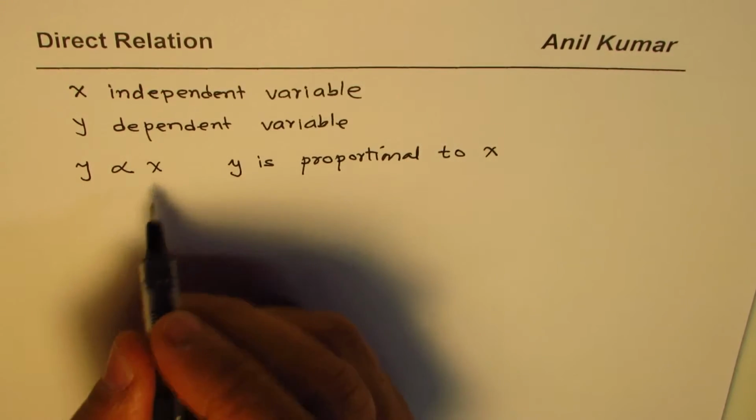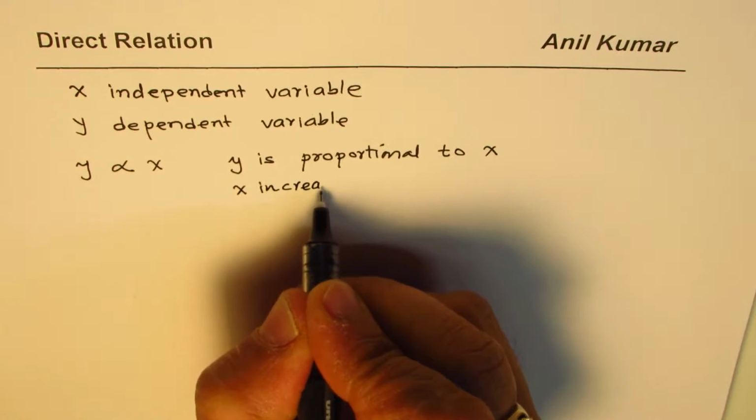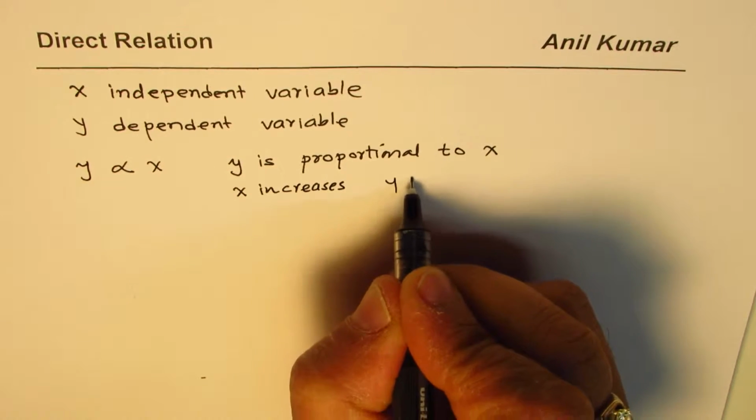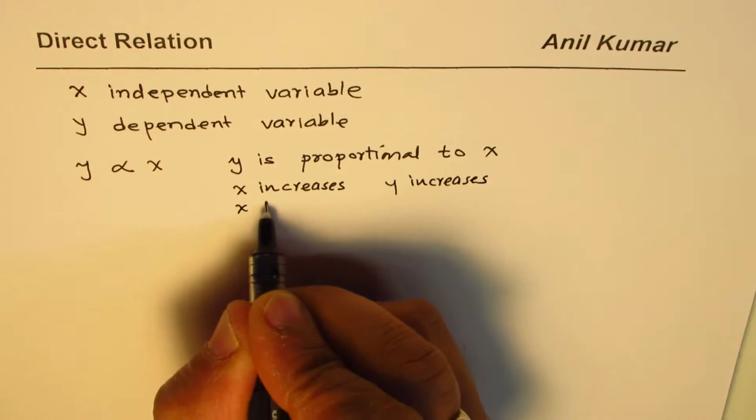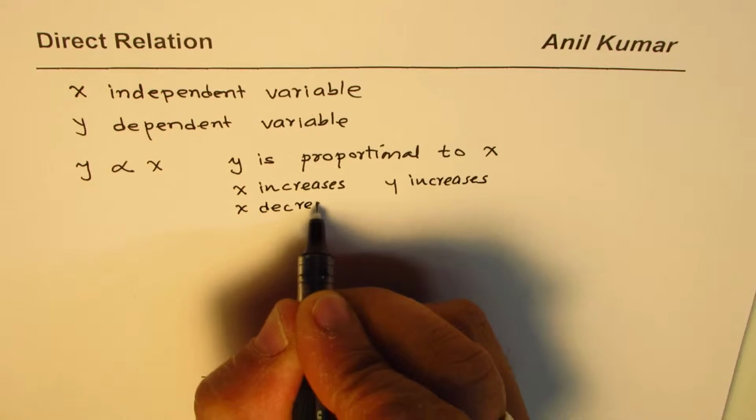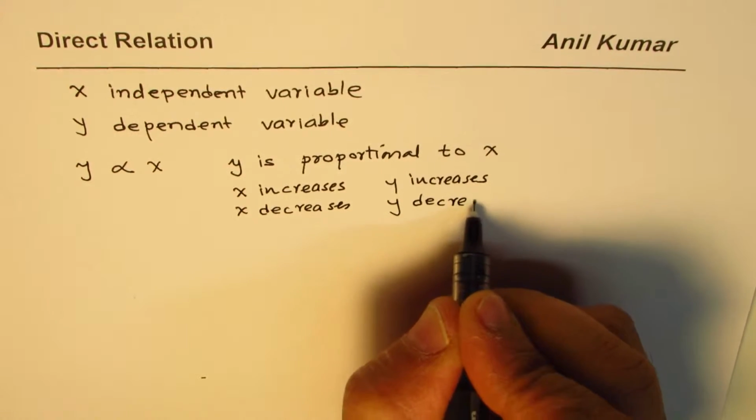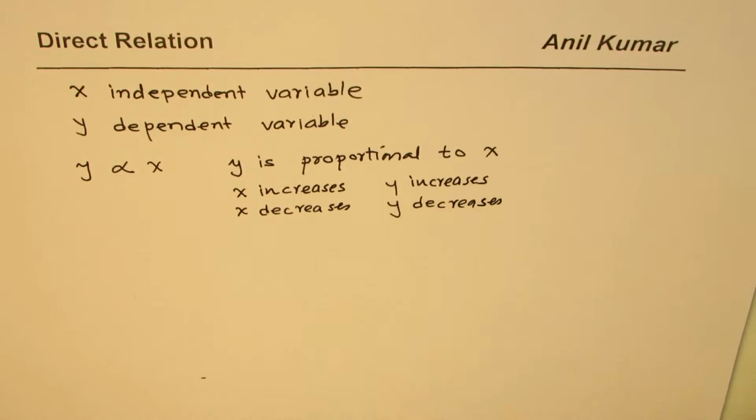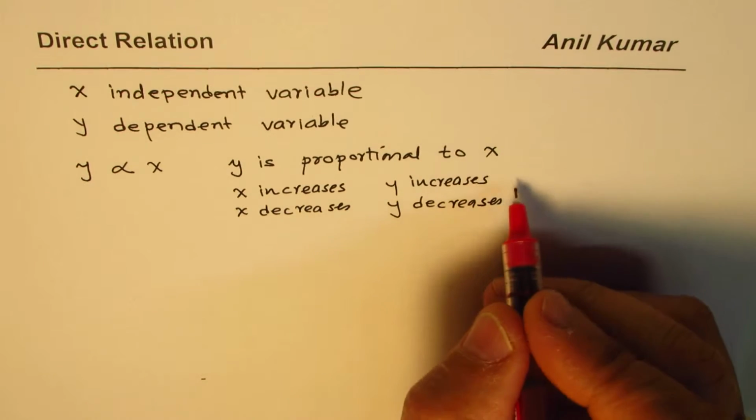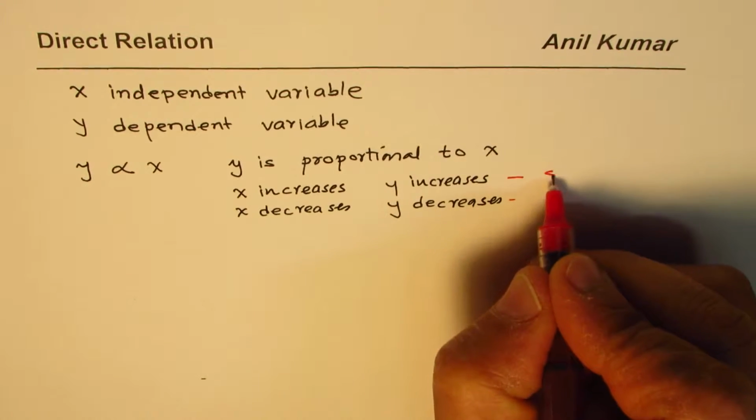It really means that if x increases, y also increases. If x decreases, y decreases. So they are kind of proportional, right? And it's not only that y decreases, they increase by the same amount. So the important thing here is they increase and decrease, and the rate or the way they increase are in same proportion.